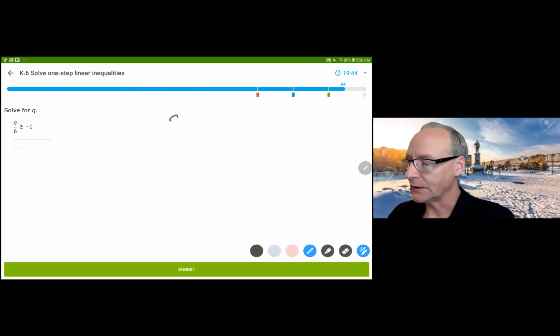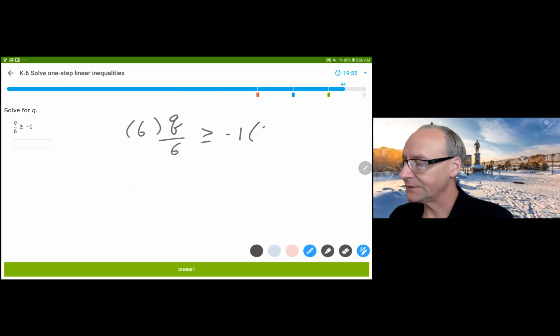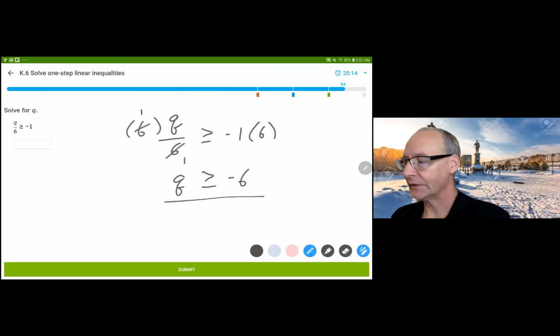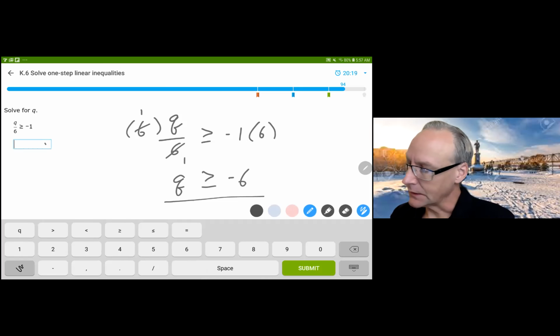I want to mention something. Q over 6 is greater than or equal to -1. And I'm going to multiply by 6 on both sides. And a lot of students are going to say, well, I'm multiplying by a negative, so I must have to change the sign. And the reason I don't change the sign is that I'm multiplying by a +6 on both sides. That means that the sign hasn't changed. I haven't changed the sense of the inequality. And it is a very common mistake to be tempted to change the sign. So be careful of that. Q is greater than or equal to -6.